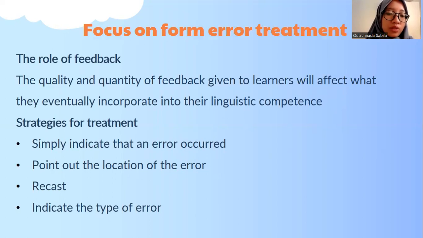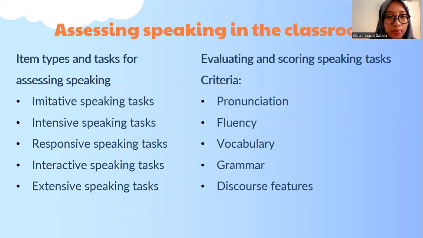If some form of treatment is chosen, quite a number of strategies for treatment are possible. These include simply indicating that an error occurred, pointing out the location of the error, recasting, and indicating the type of error. And then assessing speaking in the classroom. There are types of items and tasks for assessing speaking: imitative speaking tasks, intensive speaking tasks, responsive speaking tasks, interactive speaking tasks, and extensive speaking tasks.